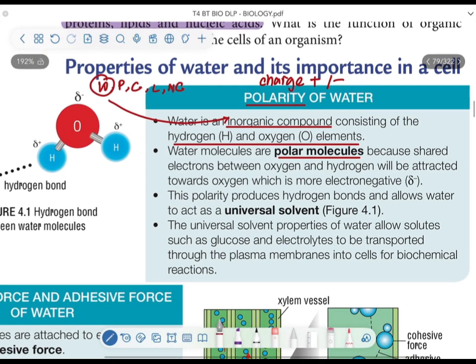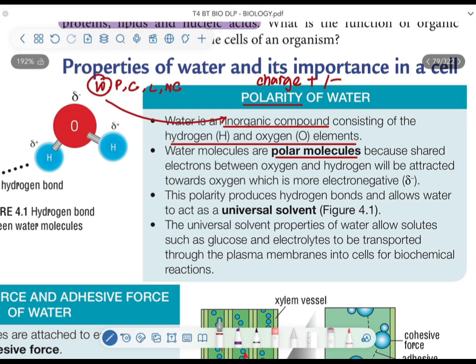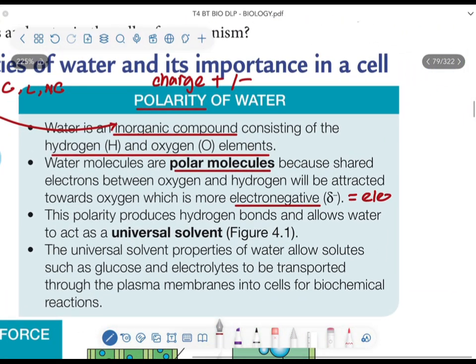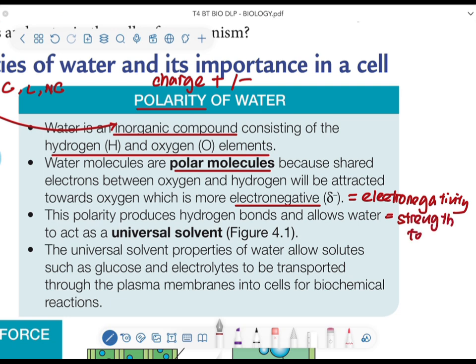So water molecules are polar molecules because the shared electrons between the hydrogen and oxygen will be attracted towards the oxygen, which is more electronegative. So you need to know what is meant by electronegative. Electronegative comes from the word electronegativity. It refers to the strength to attract electrons. So when we say the oxygen atom is more electronegative, it means that it can pull more electrons towards the oxygen.